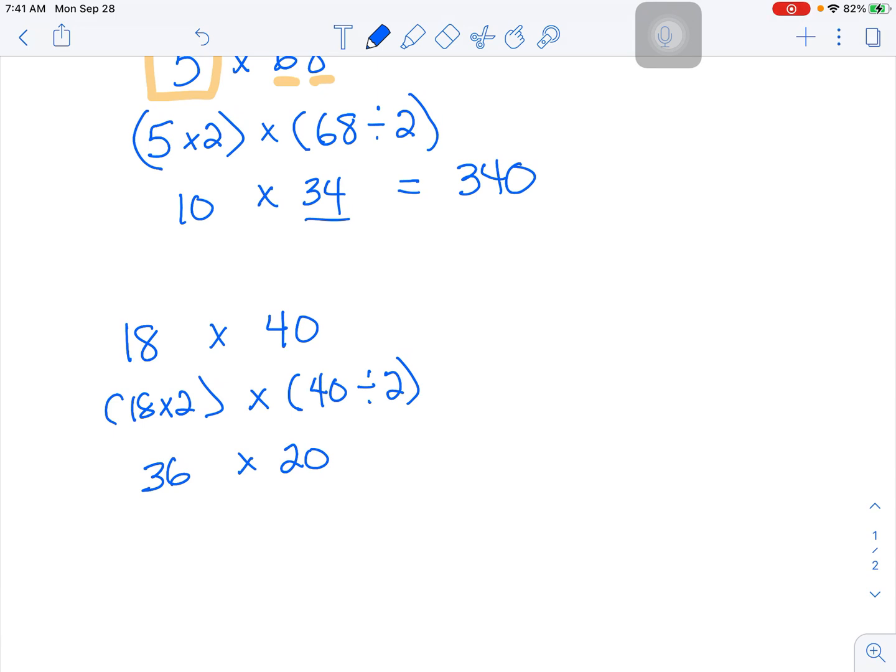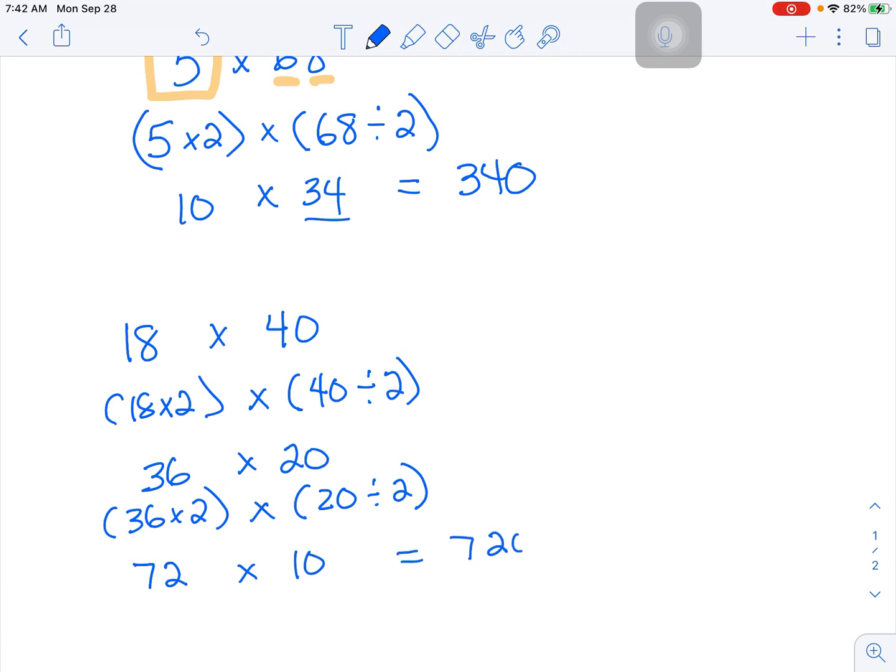So let's do this again. I am now going to double the 36 again, because as long as I do it to one and I do it to the other, it works, and I'm going to take half of the 20. Doubling 36 would give me 72. Taking half of 20 would give me 10. And you can see that if I can do this mentally, I will get there quicker.